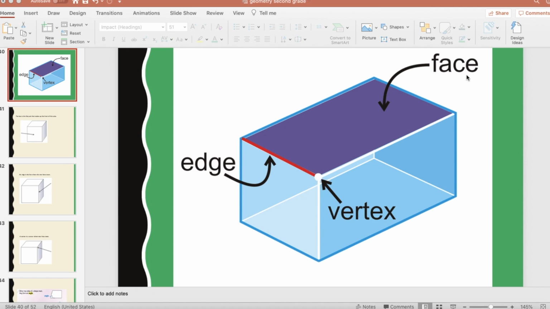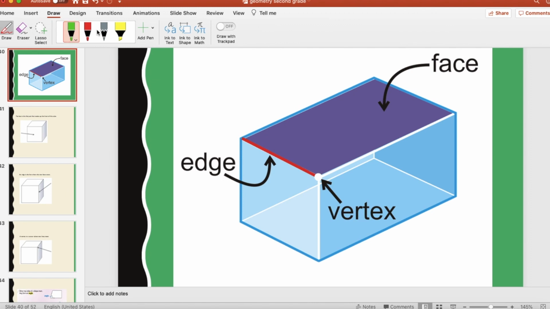So we have a face, just the flat part of it, an edge where two faces meet, it's the line, and a vertex, which is the corner. The face is shaded in purple, the edge is drawn in red, and the vertex is shaded in white. We're just going to go into more detail about these new words.